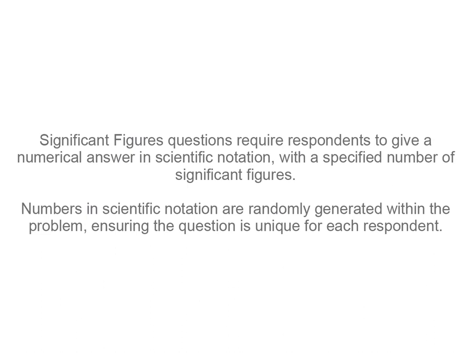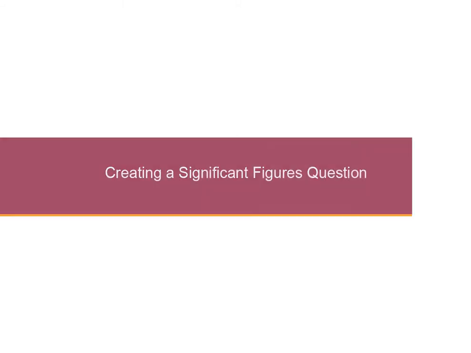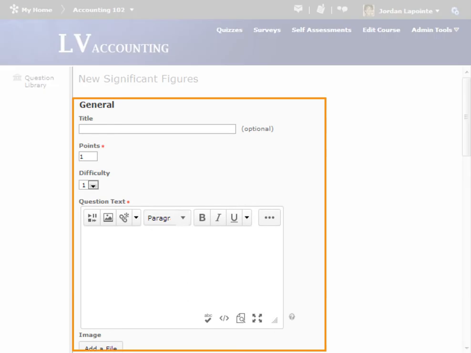Significant figures questions require respondents to give a numerical answer in scientific notation with a specified number of significant figures. Numbers in scientific notation are randomly generated within the problem, ensuring the question is unique for each respondent. Fill out the general fields as described in the Common Elements tutorial.